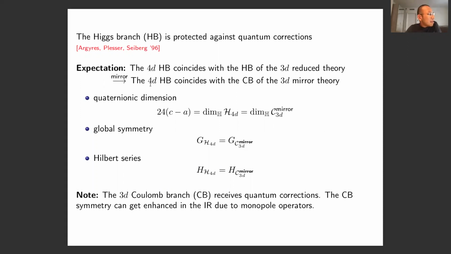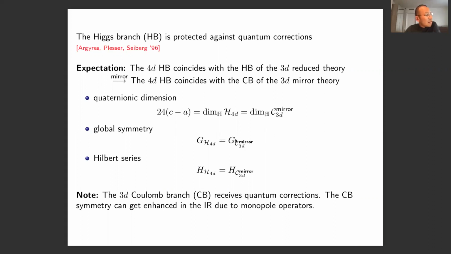Now, if you use the mirror symmetry, the 4D Higgs branch becomes the Coulomb branch of the 3D mirror theory. So if the 3D mirror theory has a Lagrangian description, you can use it to study the 4D Higgs branch. Some consequences of this expectation are that the quaternionic dimension of the Higgs branch of the 4D theory, computed from 24(c minus a), where c and a are the central charges, should coincide with the quaternionic dimension of the Coulomb branch of the mirror.